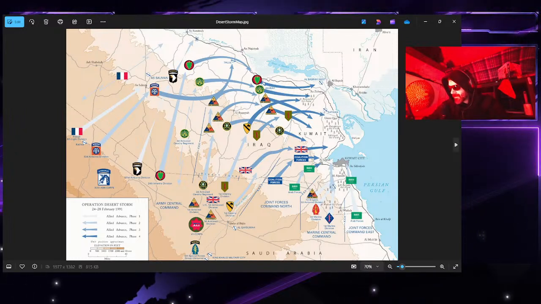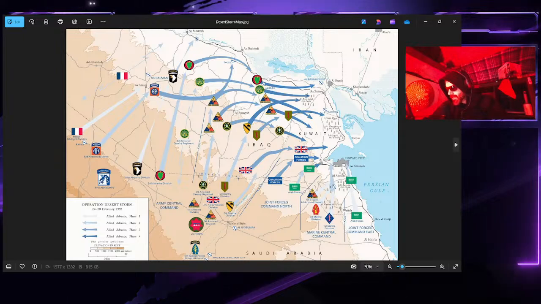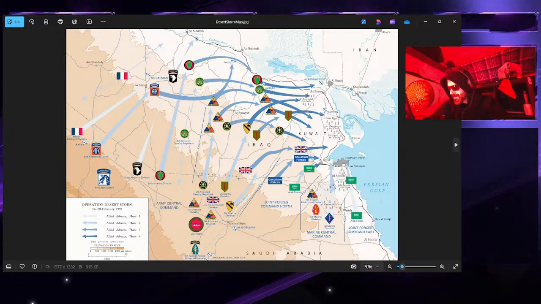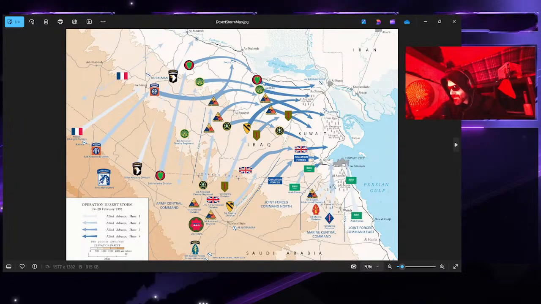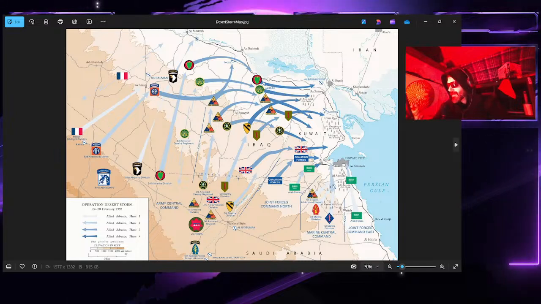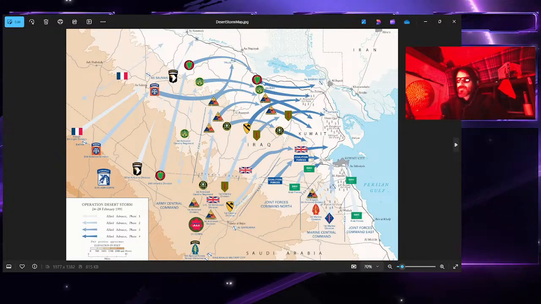Additionally, Saudi Arabia and the Kuwaiti government in exile paid out around $32 billion of the U.S. $60 billion cost to mobilize the coalition against Iraq. Damn, that's fucking expensive. Holy shit.